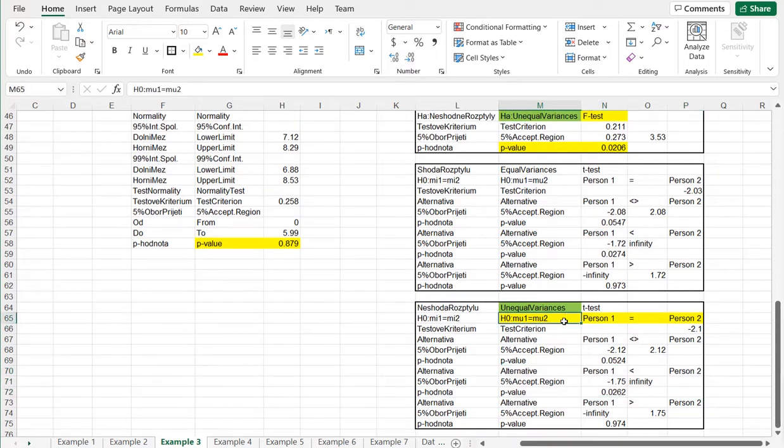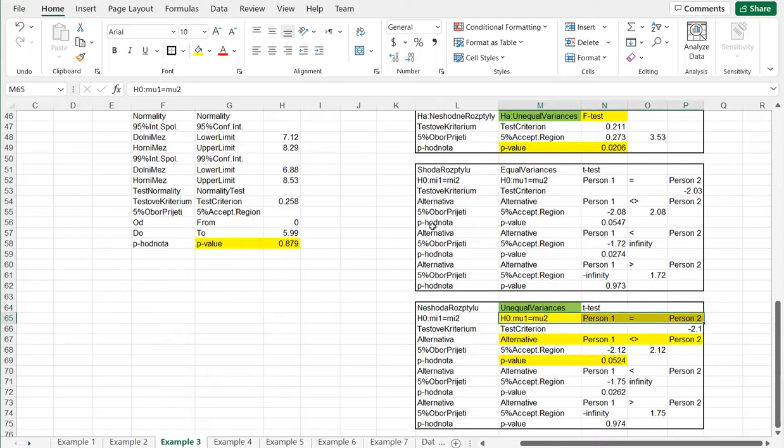So is it equal between the brackets in your head, or not? This is the alternative that you would choose, and this is the p-value that you would look at. The p-value tells you that it is greater than 0.05. Therefore, we don't reject the null.